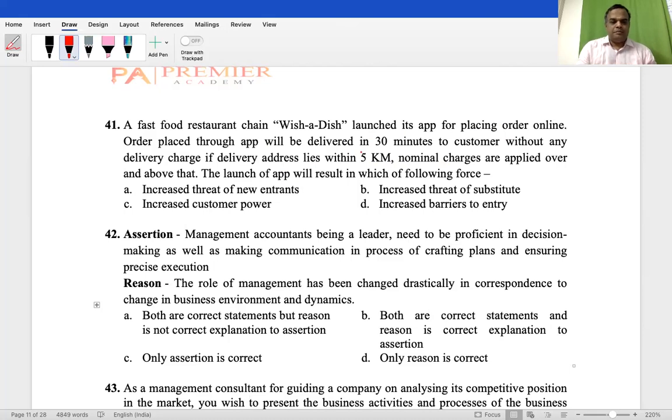Option A, increased threat of new entrants. Option B, increased threat of substitute. Option C, increased customer power. Option D, increased barriers to entry. So this is for what? Barriers to entry.